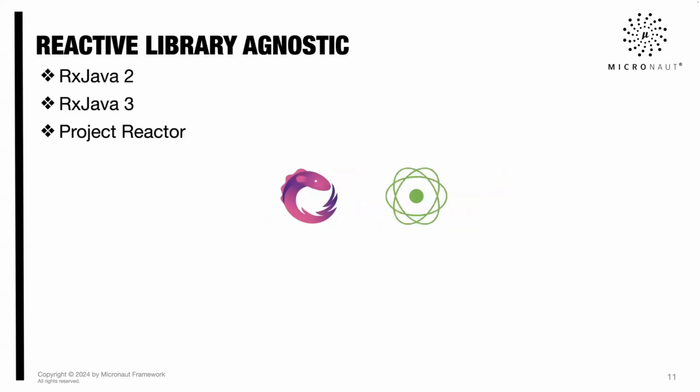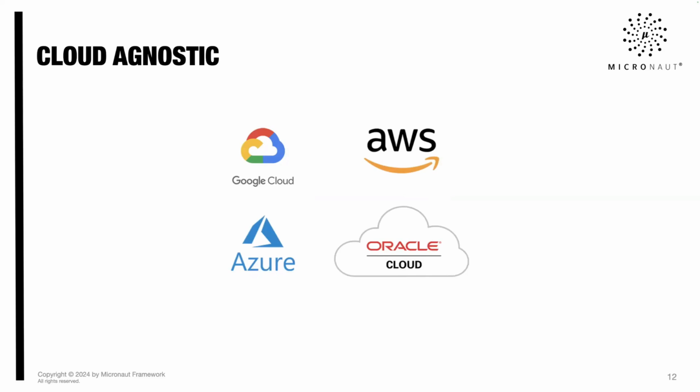Again, another thing that makes us quite different from other frameworks is that we are reactive library agnostic. You can use Project Reactor, you can use RxJava 3, RxJava 2. Whenever there is a reactive API in Micronaut, you will see a Publisher. Under the hood, when we use reactive programming, we are using Project Reactor in the framework, but the public APIs all use Publisher.